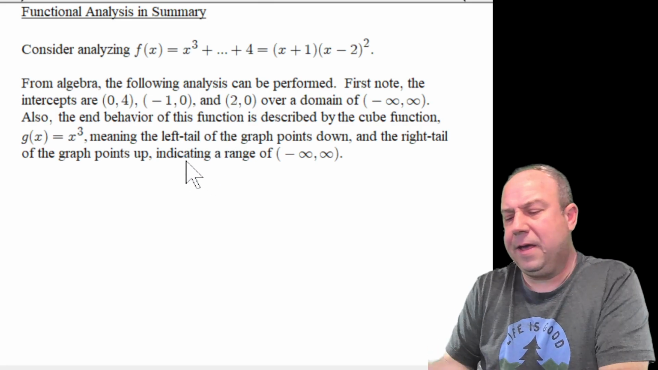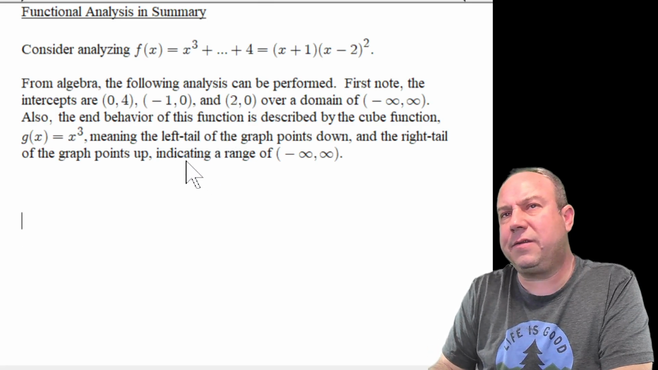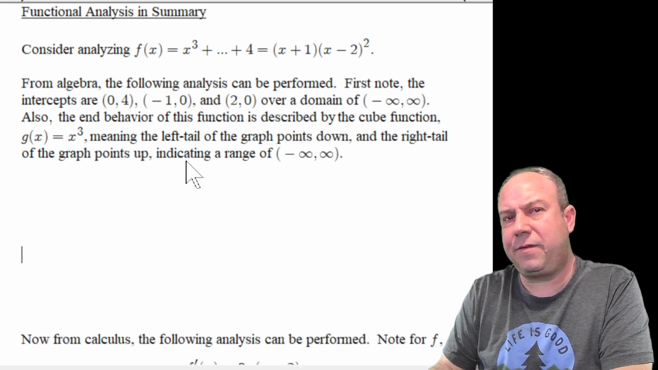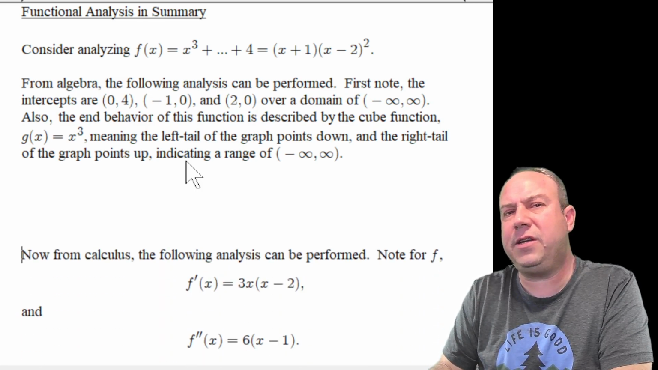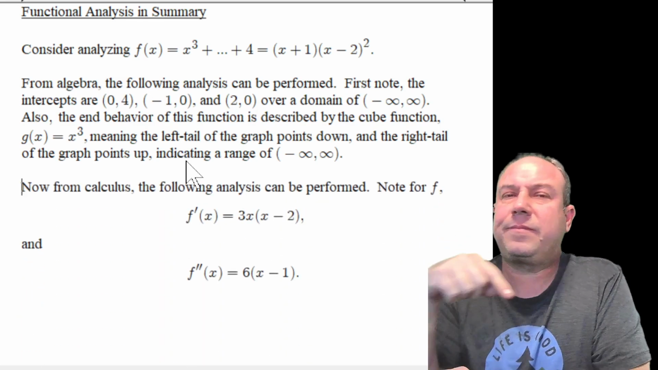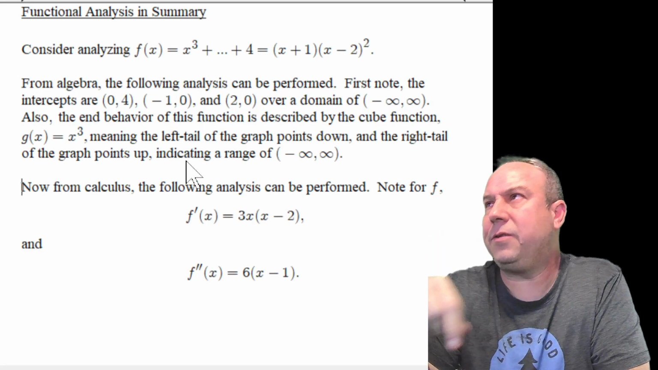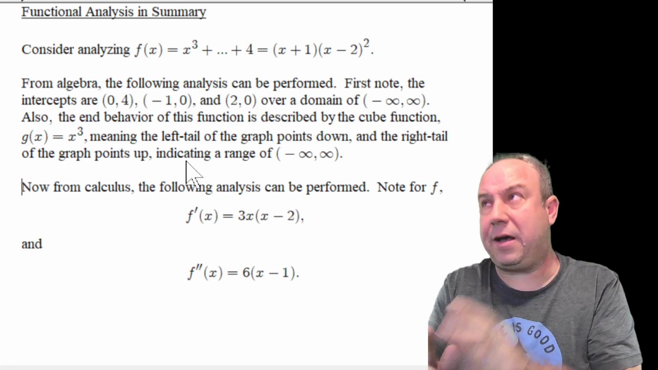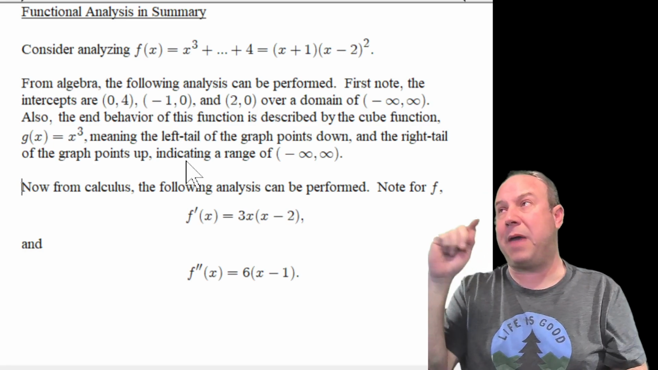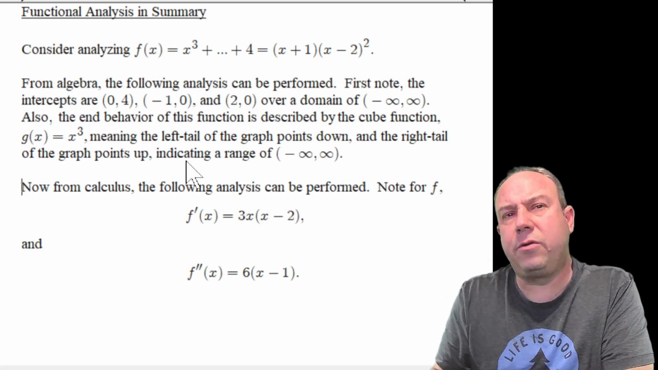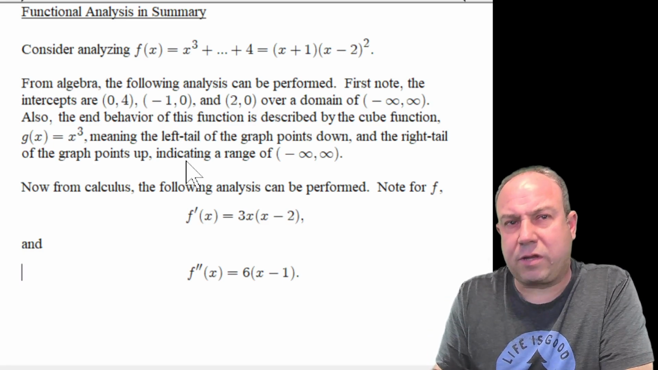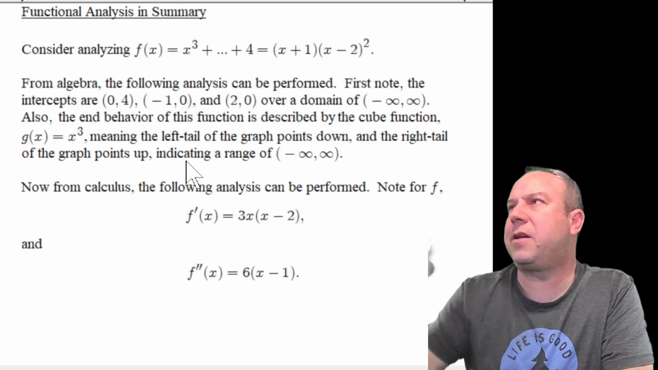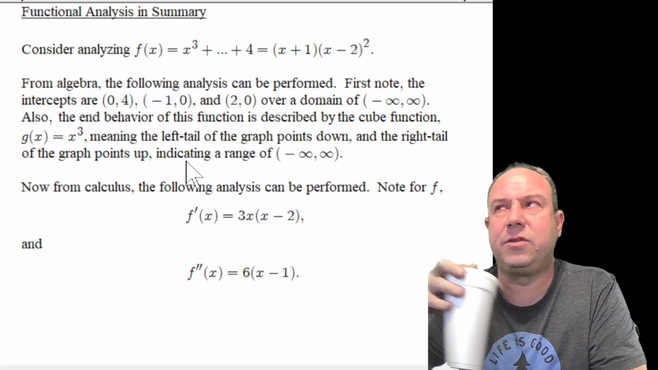If we then consider finding the derivatives, first and second, we can finish that analysis by finding our extreme values and our inflection points. With our extreme values, we can determine whether or not we have maxes and mins and where those are going to occur. And with our inflection point, we can make comment on our intervals of concavity.